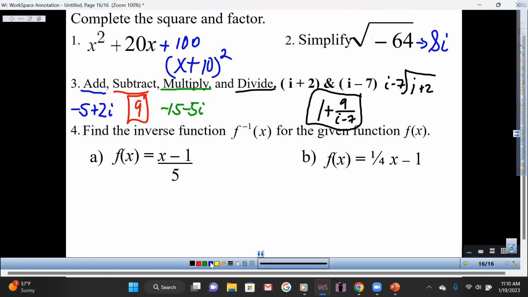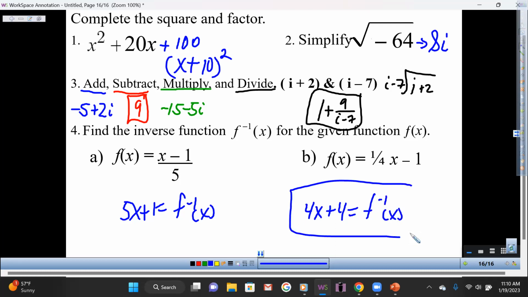All right. Number 4A. What'd you get for 4A, Fabian? Let's go. That is correct. Number 4B, Diego. What'd you get? 4x plus 4 equals f inverse of x. That is correct. All right, copy the agenda for today, please.